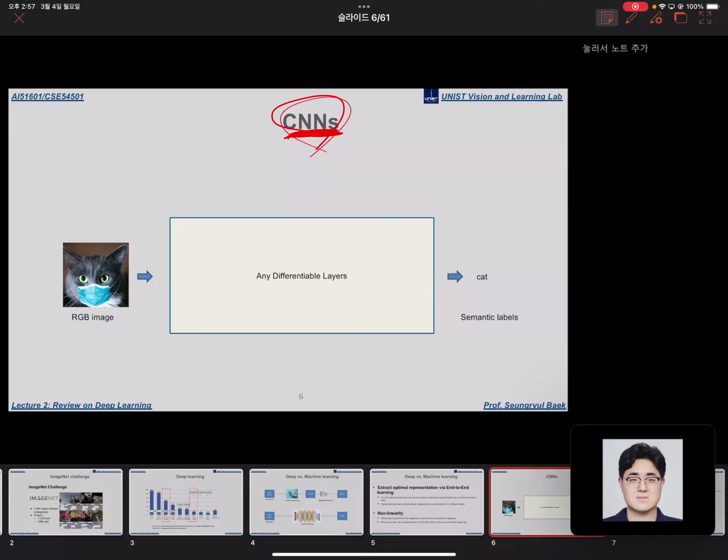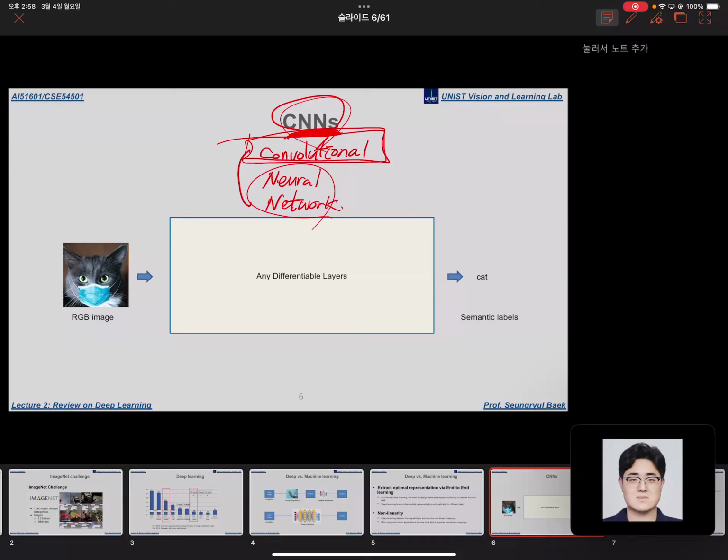Okay. So now we will learn about this CNN. Okay. It is the convolutional neural network. Okay. So neural network is a name which is similar to deep learning. Okay. But the most distinct part of the name is convolutional.